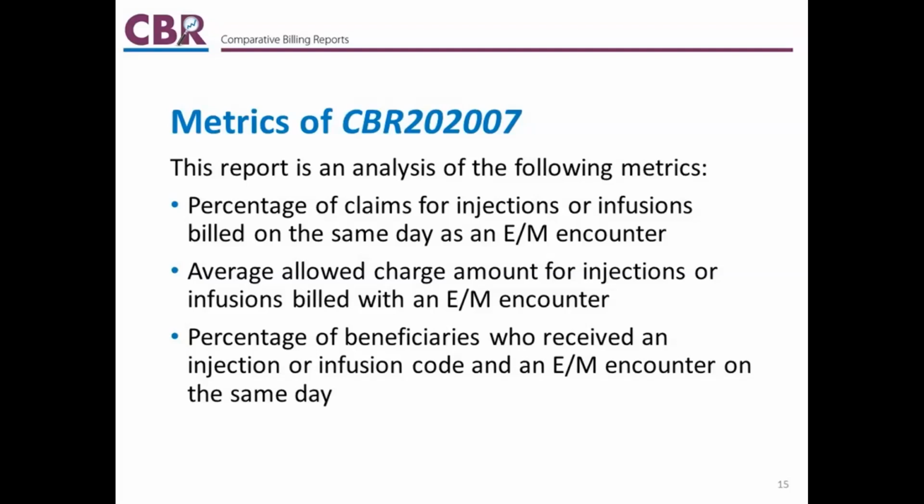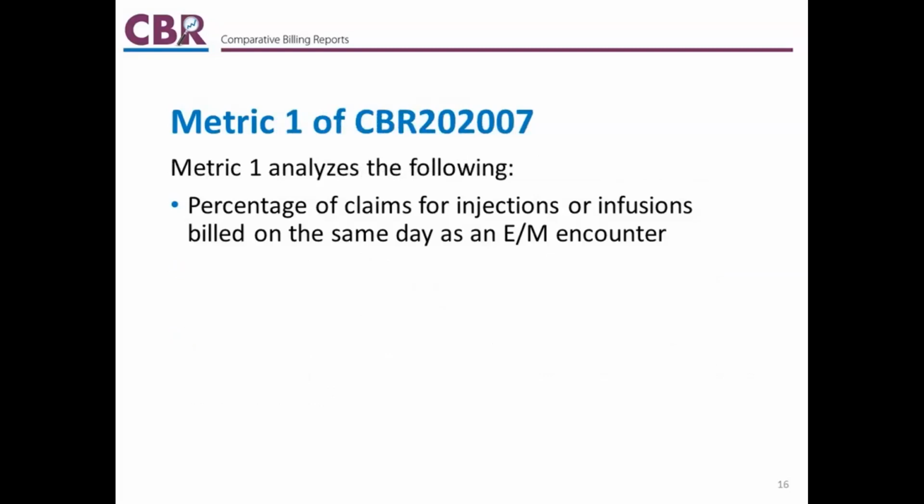We'll break down how each of these metrics is calculated later on in the presentation, but first let's take a look at each metric to understand why each analysis was selected and analyzed. Metric 1 looks at the percentage of claims for injections and infusions billed on the same day as an E&M encounter. This metric tells us of all the injection and infusion services performed through the analysis year, what percentage of those had an evaluation and management service performed on the same day.